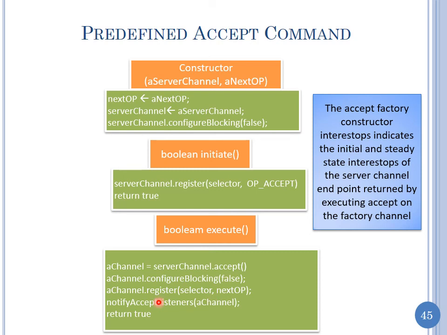And if the application needs to do something additional, I'll call listeners and I'll pass to them the channel that was returned. And in our application, the listener goes and registers a read listener for that channel, which we'll see later. Okay, so this makes sense.